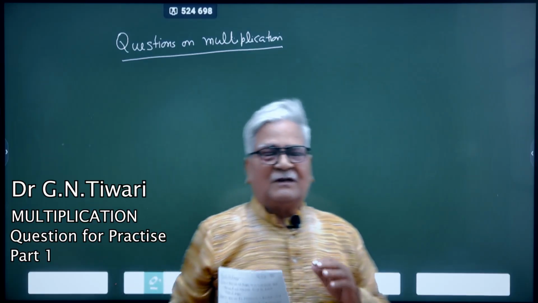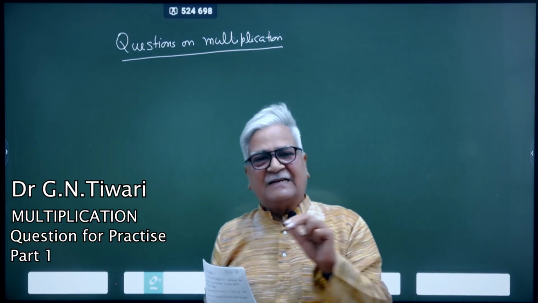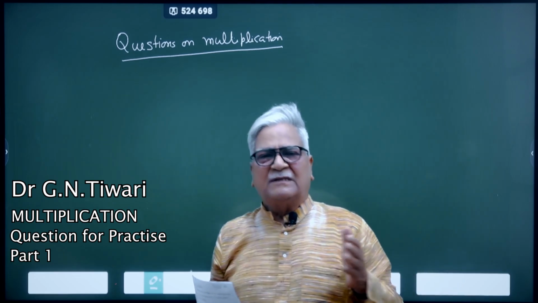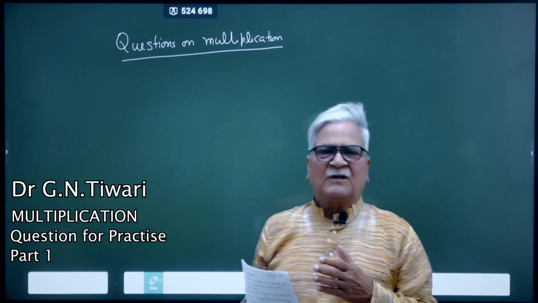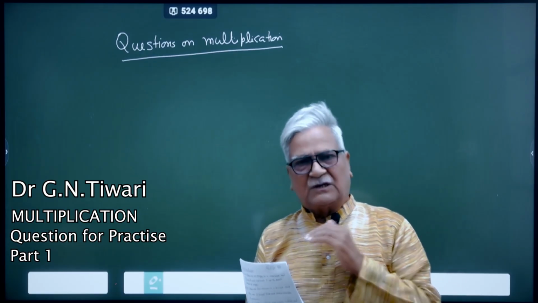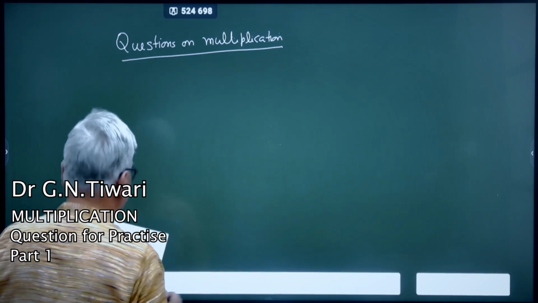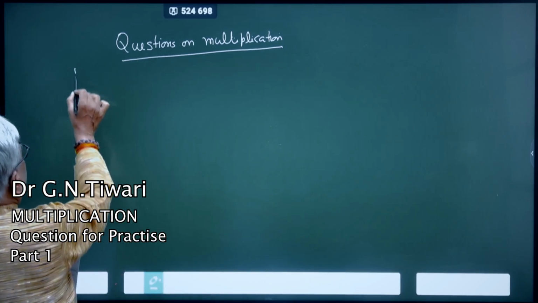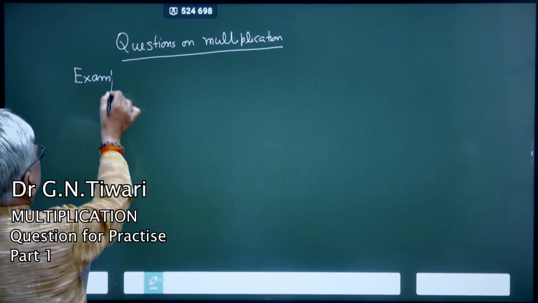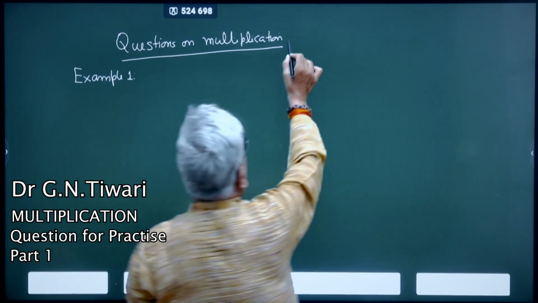And I advise the students to read and write carefully. For example, suppose I am writing very fast, there is a chance of mistakes. So to avoid mistakes, one should read slowly and write slowly also. Now, I am giving example 1. This is part 1.